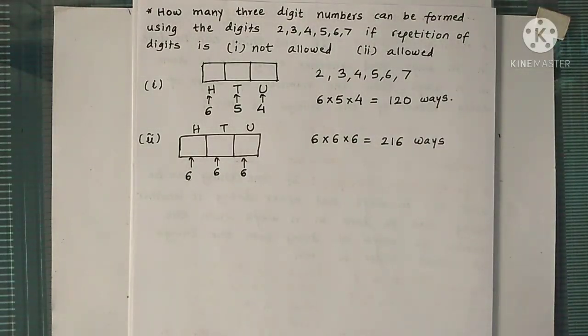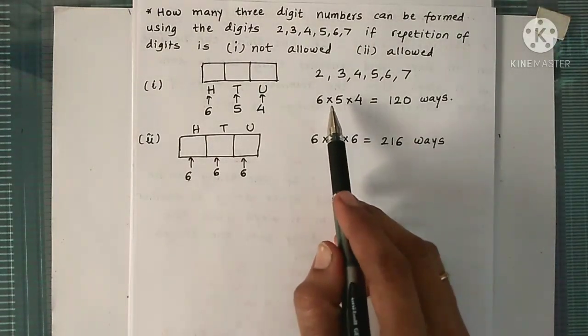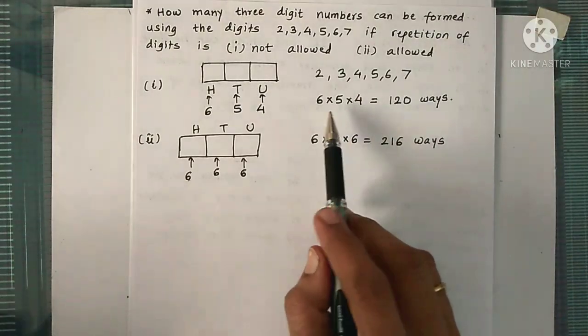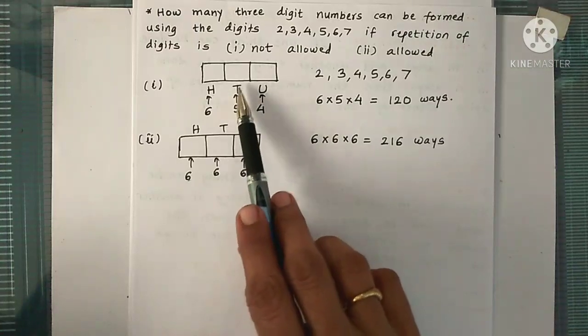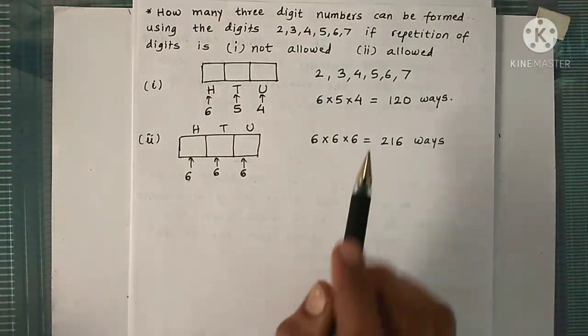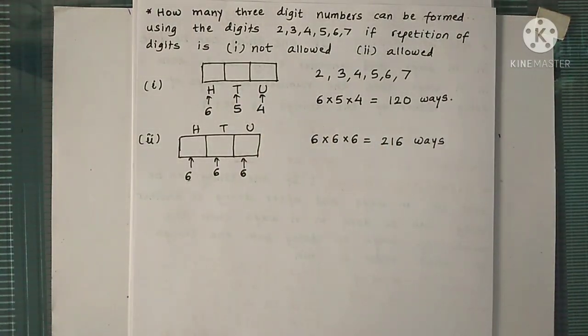Okay. So if repetition of digits is not allowed, we have to subtract 1 from the number of digits for the second one and for the third one, like that. And as it is, we have to fill all the 3 places. We have to multiply those numbers using the multiplication principle of counting.